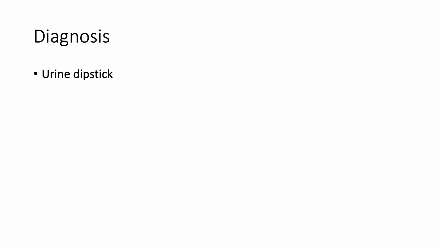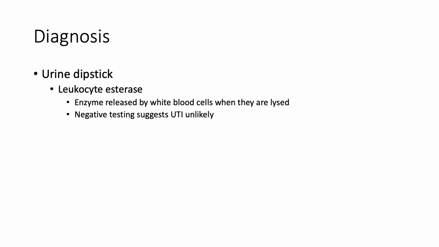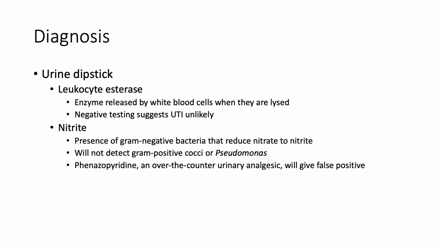So for diagnosis of urinary tract infection, typically you're going to get a urine dipstick. You're going to look for the leukocyte esterase, which is an enzyme that is released by white blood cells when they're lysed. If you have a negative leukocyte esterase on a urine dipstick, urinary tract infection's pretty unlikely. You also look for nitrite, so gram-negative bacteria can reduce nitrate to nitrite. So if you see nitrite in the urine, then it's possible that there's gram-negative bacteria there.